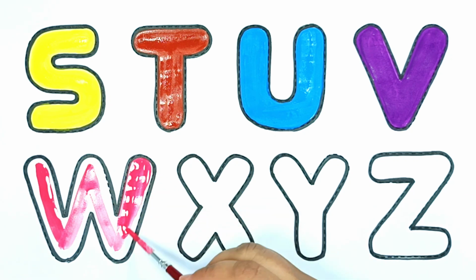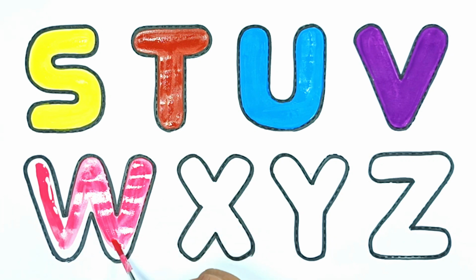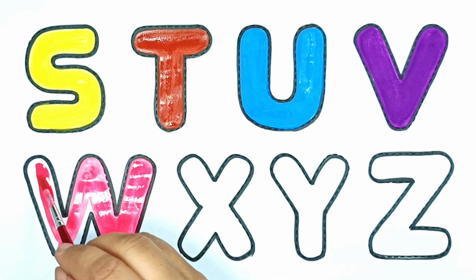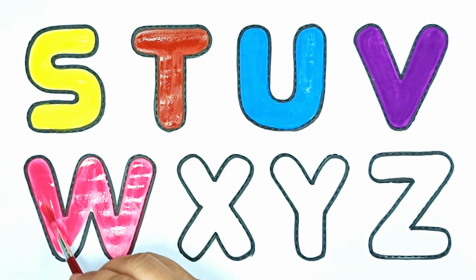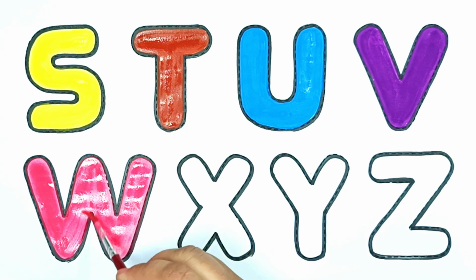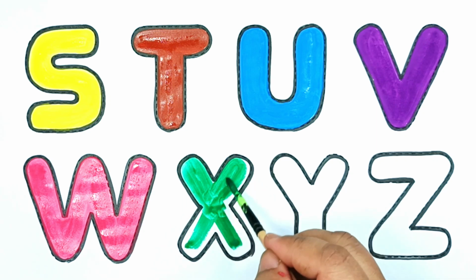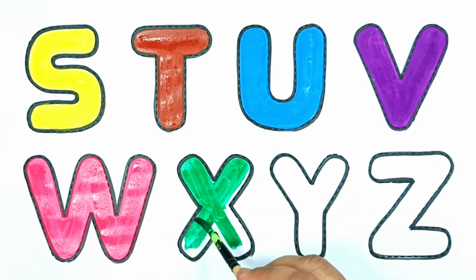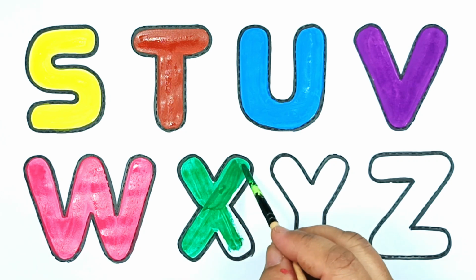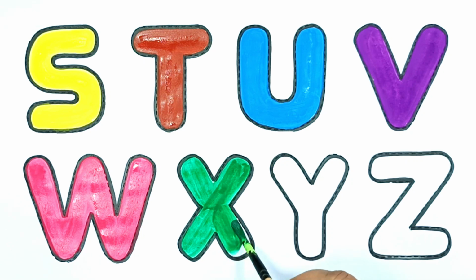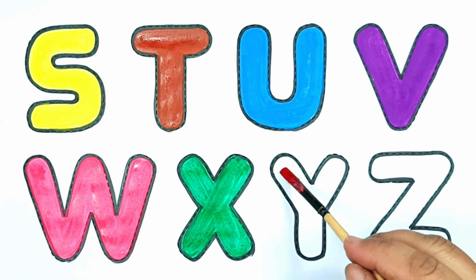W for whale. W for watch. W is for wishes, you make every day. X axe, X fox. X is for xylophone, play it today.